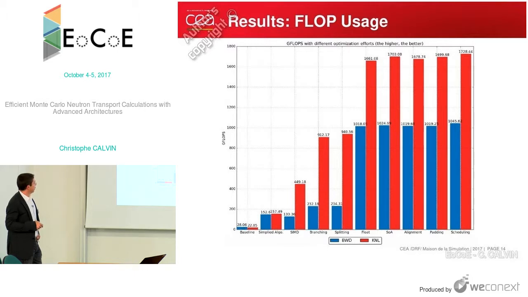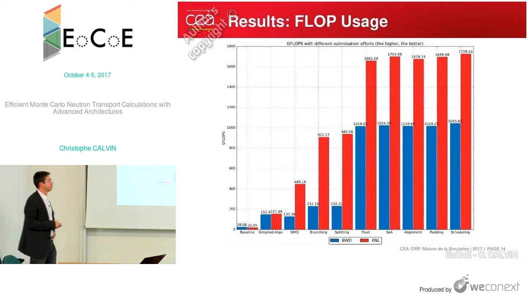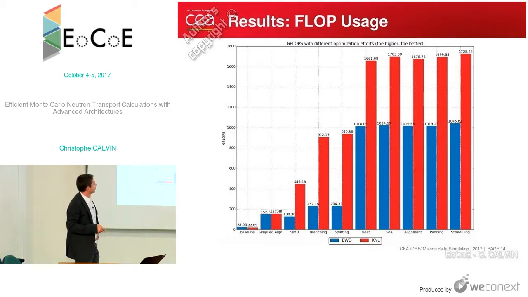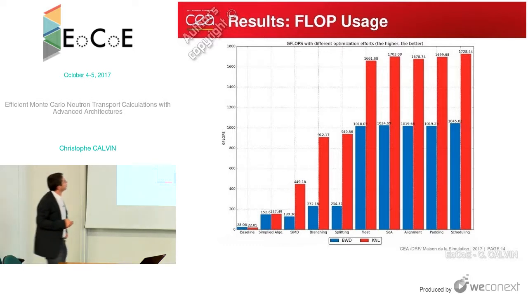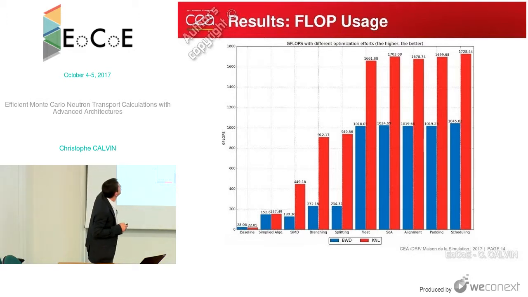So when we put simplified algo, when we put SIMD, it is simplified algo plus SIMD optimization. So we add all the optimizations. And finally, we can obtain some very interesting performances on the KNL, up to this number, which is 1.8 teraflops. I think it was using all the threads.